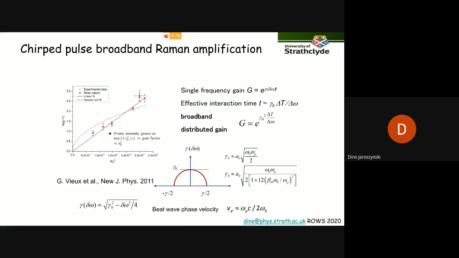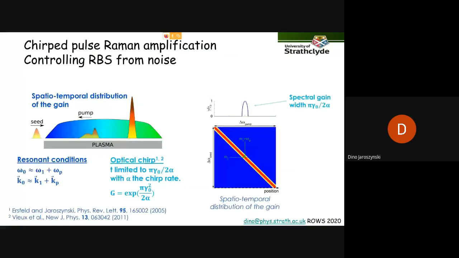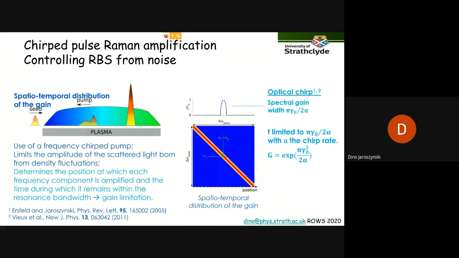What you're able to show is that it limits the interaction time to a short time, and over this time you only amplify one frequency range within the Raman bandwidth range. So you can see here what happens is that the seed goes in here, and the pump is chirped, let's say, from blue to red, and the seed, which contains all frequencies, will only be resonant at different points. So what happens is that you get the scattering region, a spatiotemporal distribution of the gain.